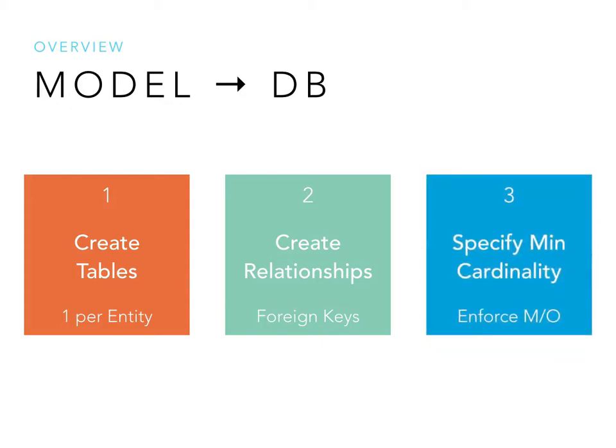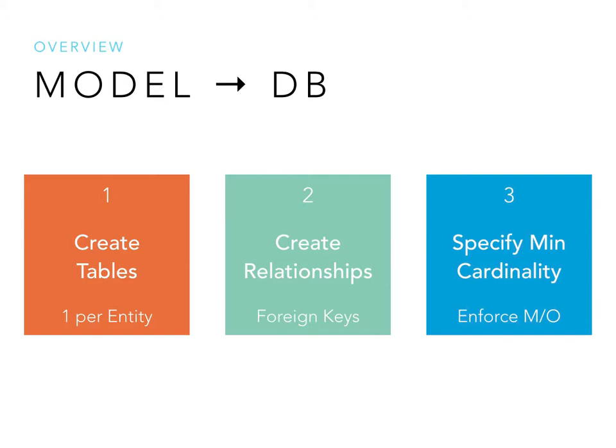Step 3 is we have to specify the minimum cardinality. What that means is we're going to write down the logic that represents the mandatory, optional, optional, mandatory, mandatory, mandatory relationships between the different entities on the minimum cardinality side. All right, so those are we have to at least have one or it's completely optional.